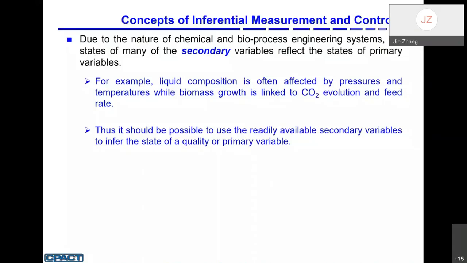So here we have these easy to measure process variables like temperature, pressure, flow rate. But the difficult to measure variable like the biomass growth, they can be linked. And so if we find this model, we link those, so we can get those difficult to measure process variables.